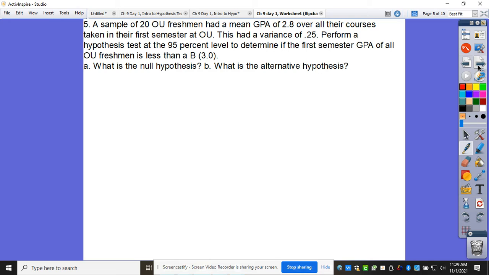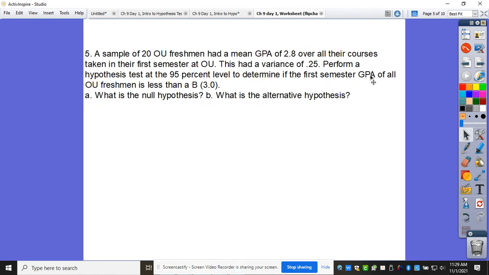A sample of 20 OU freshmen. So 20 is my what? Had a mean GPA of 2.8 over all their courses taken at their first semester at OU. Does anybody remember what that symbol is? That's an S squared.